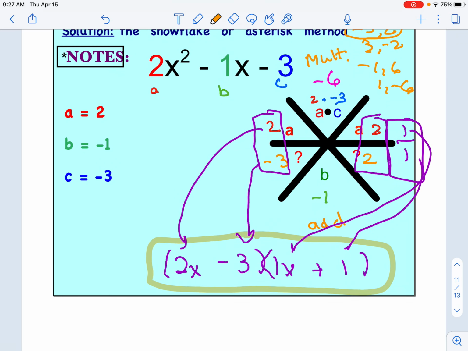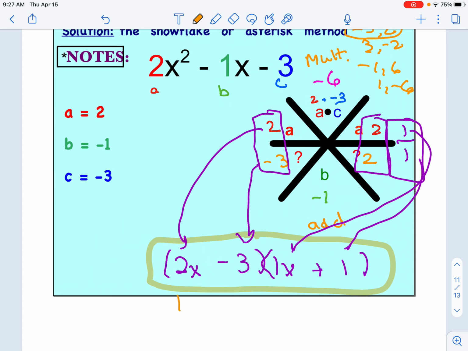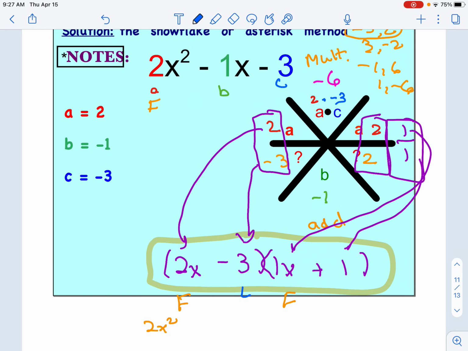And then, of course, we can always check our work. Remember, I've hammered this and kept talking about this the whole time. But this first term times this first term always equals this first term, and it does. 2x times 1x is 2x squared. The last term right here times the last term always equals the last term here, which is negative 3. So when I multiply negative 3 times 1, I get negative 3.